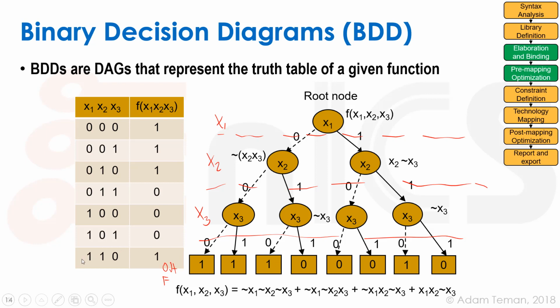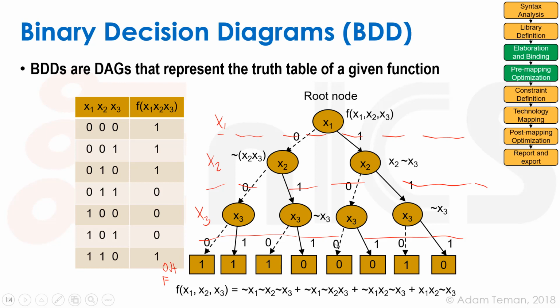Okay, another example, we'll take the last line, 1, 1, 0, and we should get an output of 1. So we start at the beginning, 1, 1, and 0, and the output is 1 as expected. So it's very easy to map one of these types of truth tables exactly to a binary decision diagram.